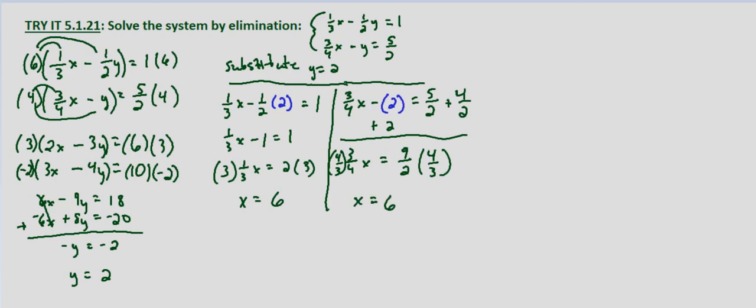And we can simplify this a little bit before multiplying. 2 divided by 2 is 1, 4 divided by 2 is 2, 3 divided by 3 is 1, 9 divided by 3 is 3, and then 3 times 2 equals 6. So the solution to our system of equations is (6, 2). Because we got x equals 6 and y equals 2.